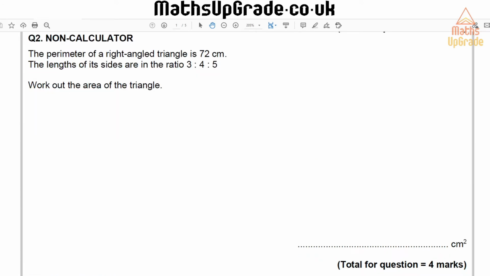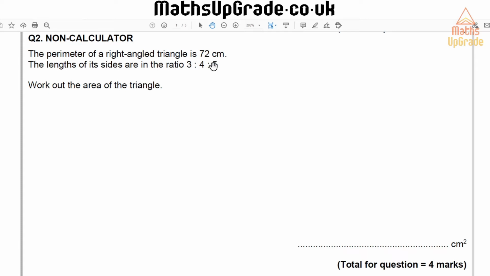Okay, so question 2 states that the perimeter of a right angle triangle is 72 centimeters. The length of its sides are in the ratio of 3 to 4 to 5. Work out the area of the triangle. So this question, first thing I'm going to do is divide this perimeter into this ratio. Because remember, if I add up the ratio of these sides, that would be the perimeter.